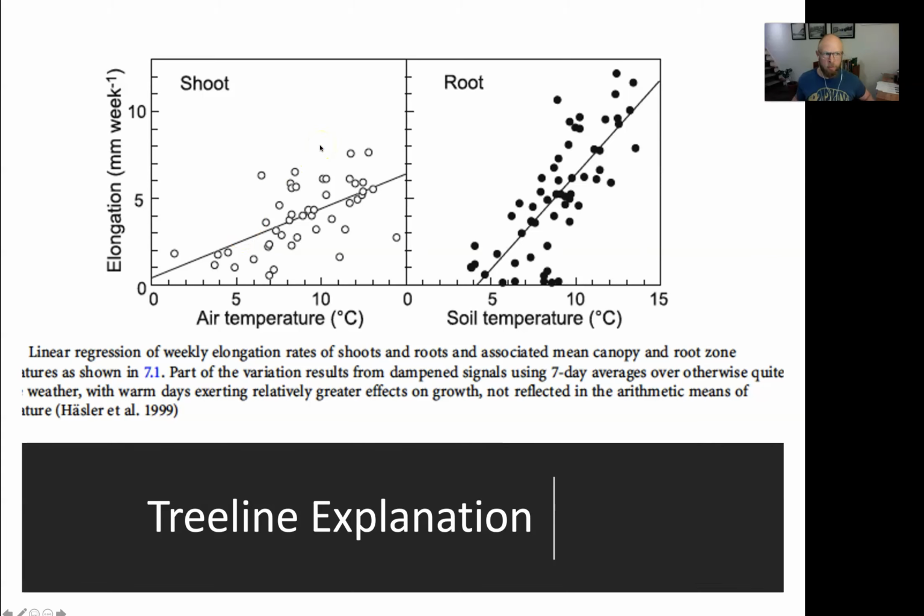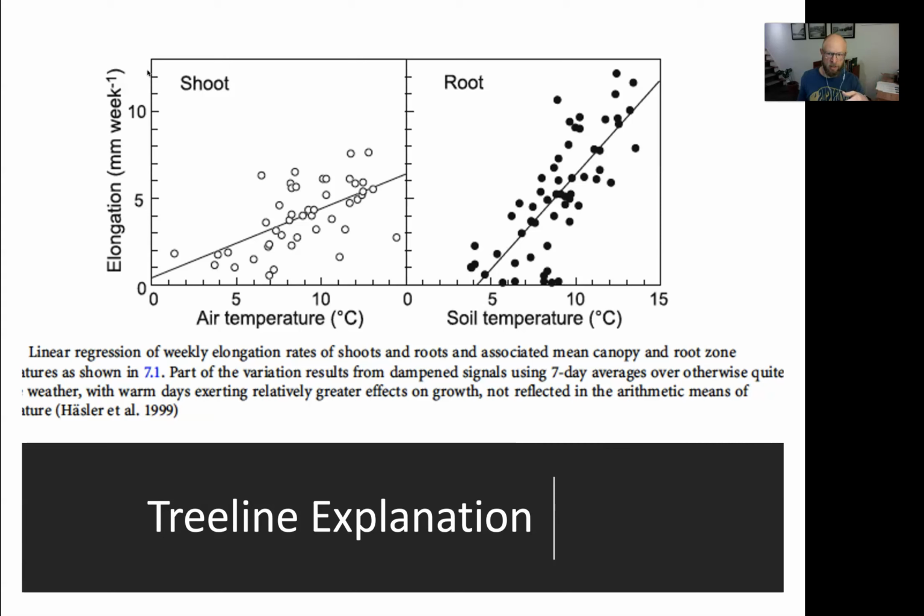All right, I'm going to provide a quick video here on the explanation for treeline that hopefully you got to as a conclusion from the activity today. So the graphs up here were shown in the paper you read last week, and it just shows the temperature and the ability of different tissues to grow, essentially.